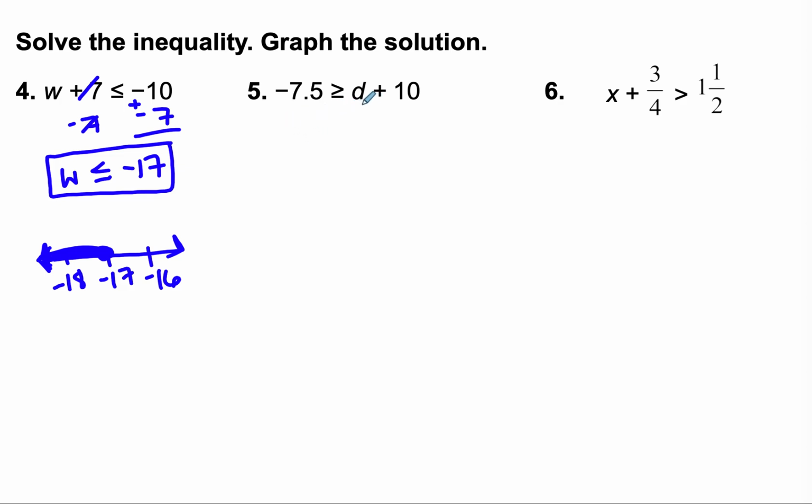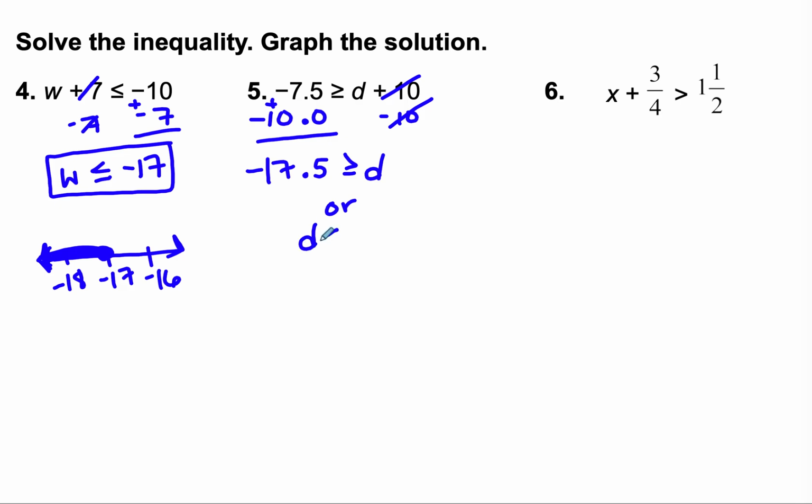All right, let's try number 5. So negative 7.5 is greater than or equal to d plus 10. To get rid of the plus 10, I'm going to subtract 10. With the decimal, I need to add a 0.0 here, so my decimal points line up. So I have d, I have my greater than or equal to sign. When I'm subtracting, if I do a boom boom, it's like a negative plus a negative. 5 plus 0 is 5. Bring down the decimal. 7 plus 0 is 7. 1 plus 0 is 1. Adding 2 negatives answers negative. Negative 17 and a half is greater than or equal to d.